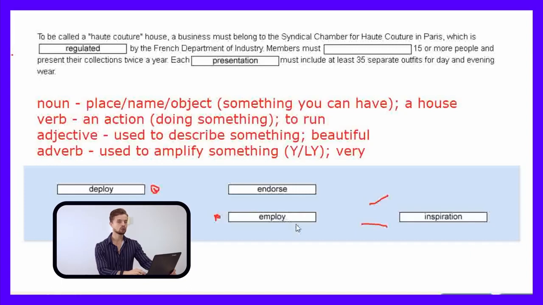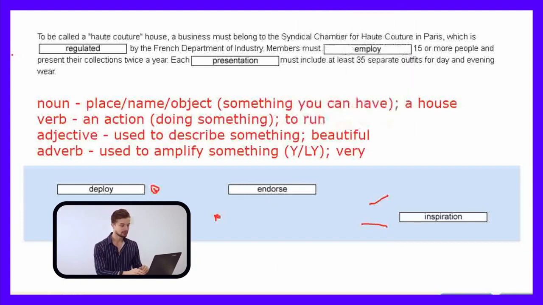So if they want to present their collection, what do they do? Do they deploy the people? Maybe they can deploy them on stage, but just deploy the people doesn't make sense. But if they do it twice a year, it makes sense that they hire the people. So each time they do the presentation, they have to employ 15 people, to hire 15 people. So this is actually your correct answer. If you follow this, you would get 3 out of 3.